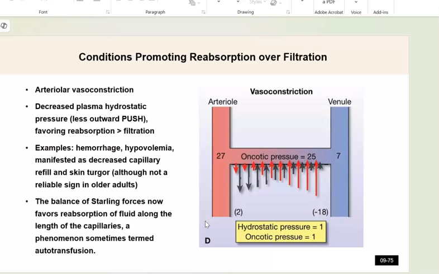So, conditions promoting reabsorption over filtration. Now these are conditions that are going to favor us bringing the fluid into the bloodstream and not staying in the tissue. So if we have arteriolar vasoconstriction, or a decreased plasma hydrostatic pressure, so we have less push, now we're going to have more reabsorption versus filtration. An example would be that if we have a hemorrhage or we're hypovolemic, we're going to vasoconstrict to bring more fluid into the vascular system.